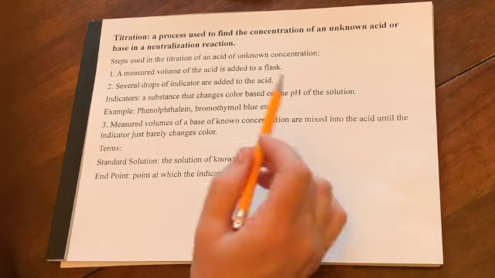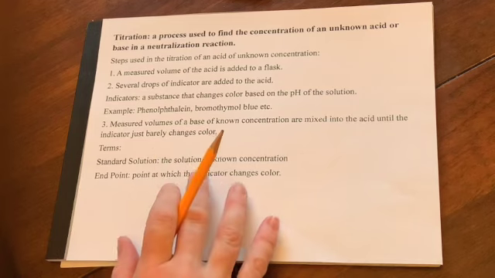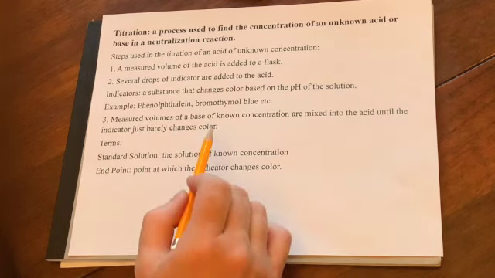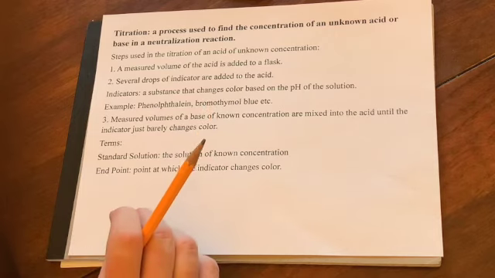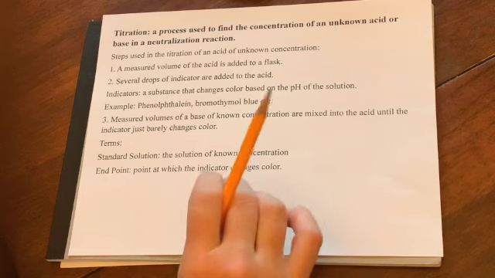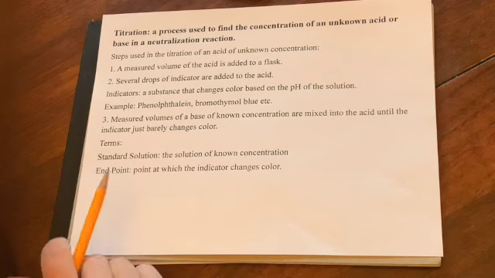There's lots of different indicators out there. Bromothymol blue is another example. There's something called universal indicator. There's lots of indicators that you could use. Then you are going to use a base of a known concentration, and you slowly add that to the acid, all right, until you just get the slightest color change telling you that it has been neutralized.